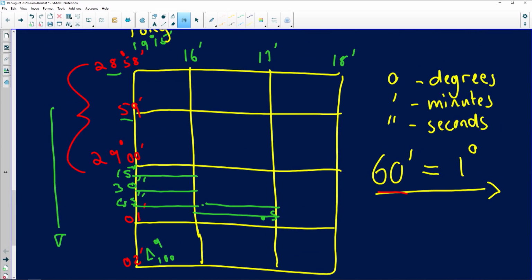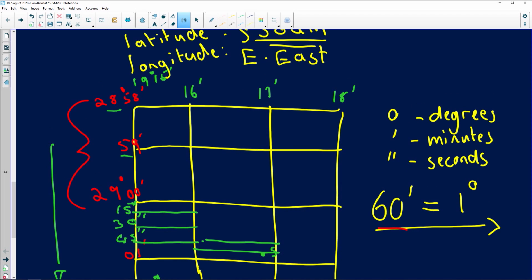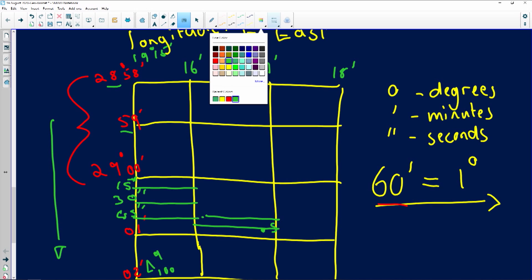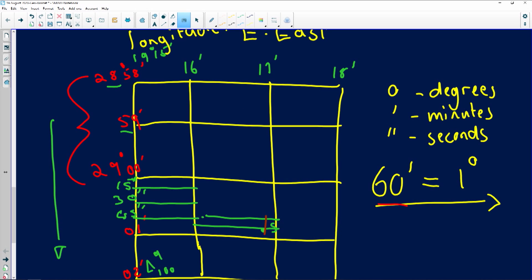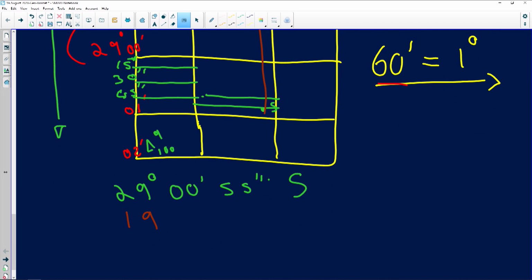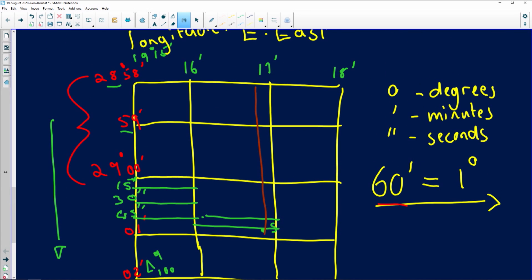Okay, now let's go and have a look at the longitudinal position. Same procedure: 19 degrees, 15 minutes, 16 minutes. So we do know that the school is situated, have a look here, between 16 and 17 minutes. So we can start writing the coordinates down: 19 degrees, 16 minutes, because it's between 16 minutes and 17.